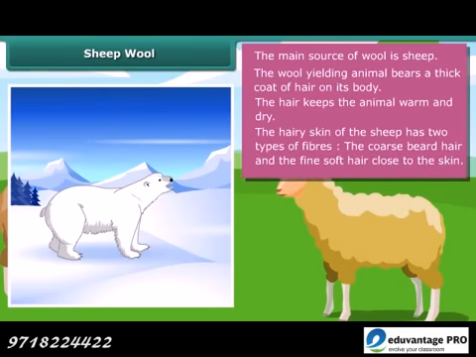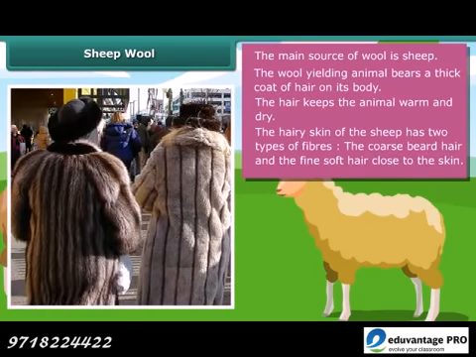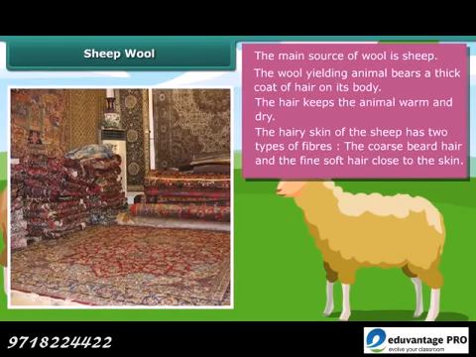The hairy skin of the sheep has two types of fibers: the coarse beard hair and the fine soft hair close to the skin. The fine hair provides the fibers for making woolen clothes, and coarse hair provides wool for making carpets.